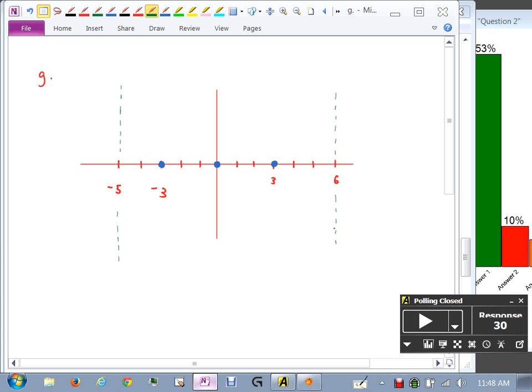Horizontal asymptote. There's none, so I don't draw anything. So that's all the information I have. That's everything. How many test points should we have?